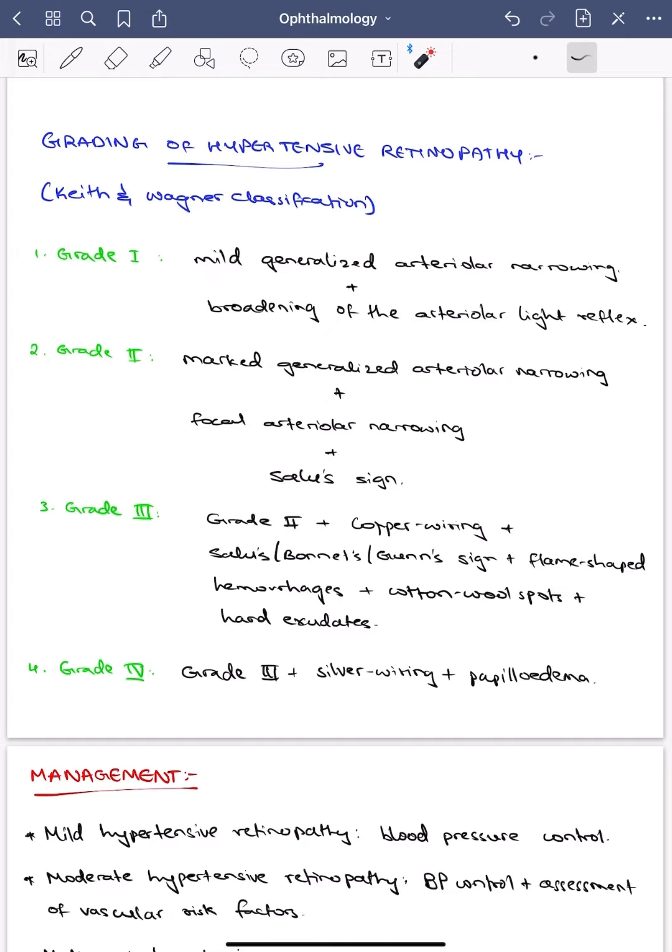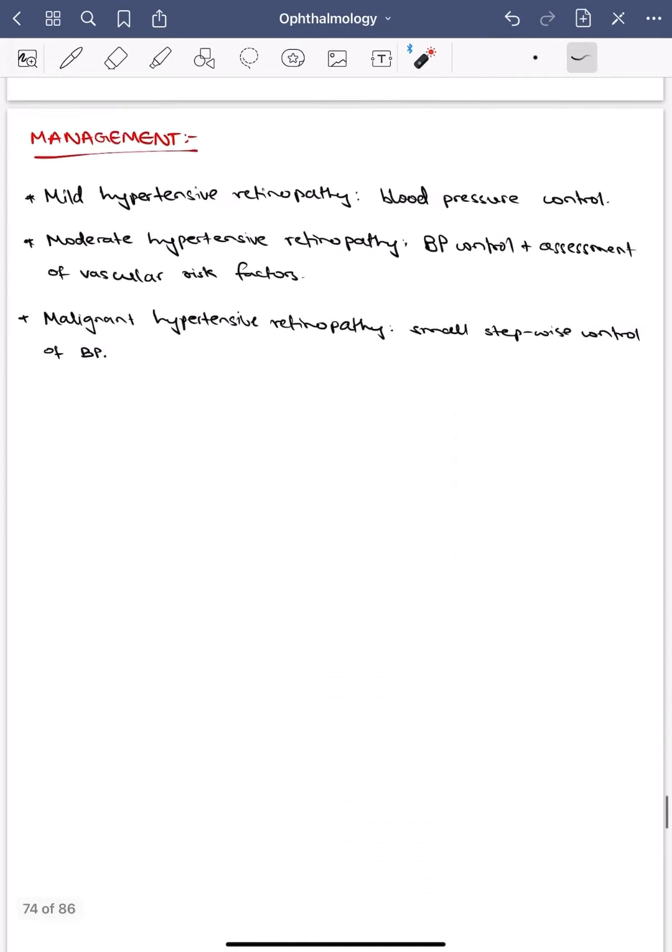In grade 3, it is grade 2 plus copper wiring, and it involves Salus sign, Bonnet sign, flame-shaped hemorrhages, cotton wool spots, and the hard exudates. And grade 4 is basically grade 3 plus silver wiring plus papilledema. So this is the grading of hypertensive retinopathy. Now moving on to the management.